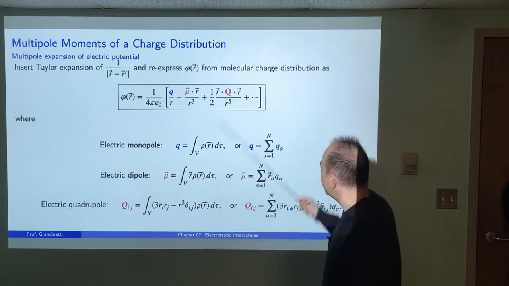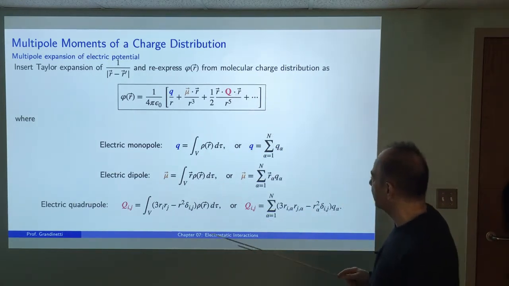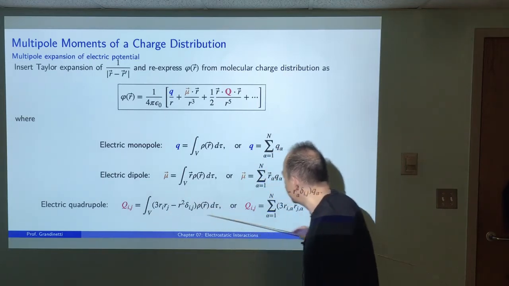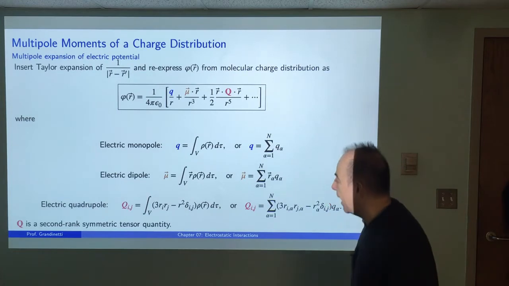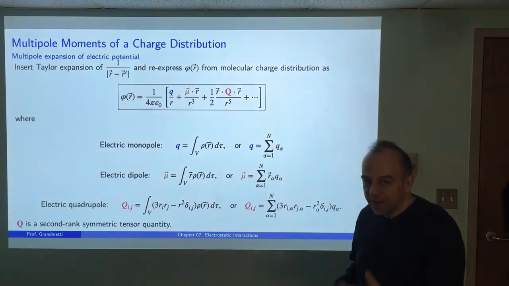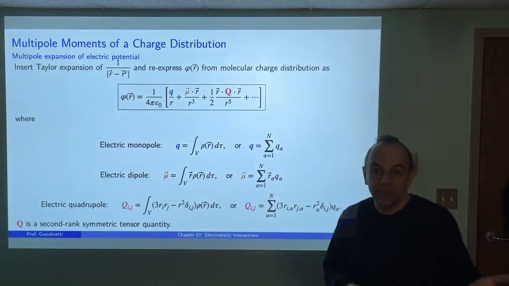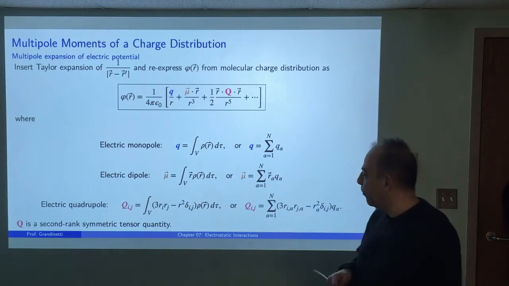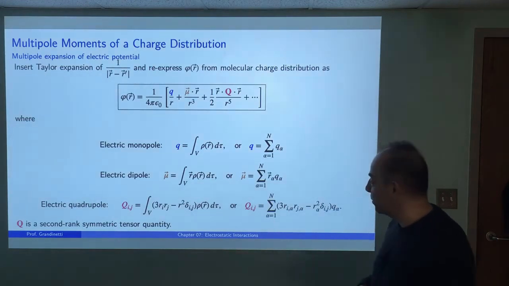And the next term in the series is something called an electric quadrupole moment. This is calculated according to this expression here. Now, this quantity is called a second rank symmetric tensor quantity. Normally that would seem kind of scary at this point, but we've just had the chapter earlier on rotational motion, and we saw how to calculate the moment of inertia tensor. So we're relatively familiar now with a second rank symmetric tensor quantity.